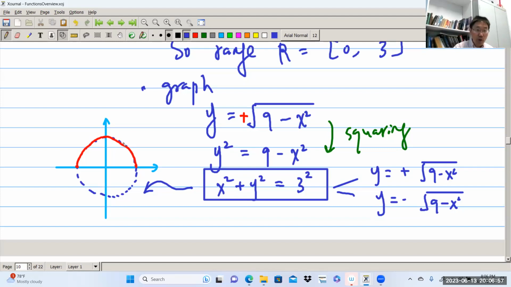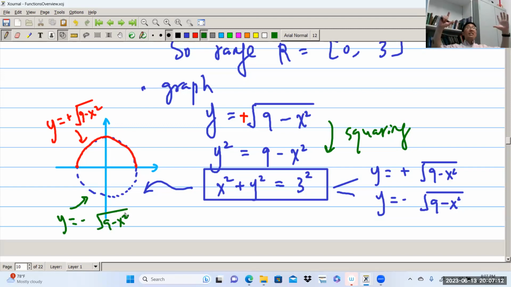So this positive portion is this part, where y is non-negative. So it's y equals the positive square root of 9 minus x squared. This dashed part, the lower part here, is y equals the negative square root of 9 minus x squared. So this circle can be regarded as the graph of 2 functions. The upper one is the positive square root of 9 minus x squared, and the bottom one is y equals the negative square root of 9 minus x squared. Got it?